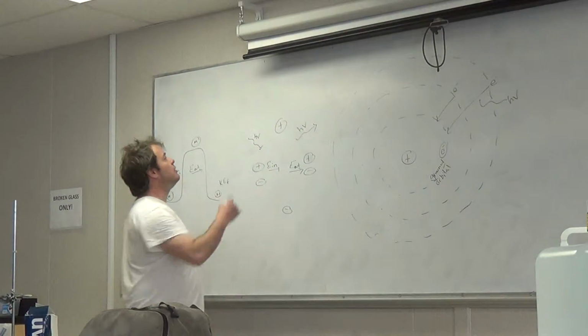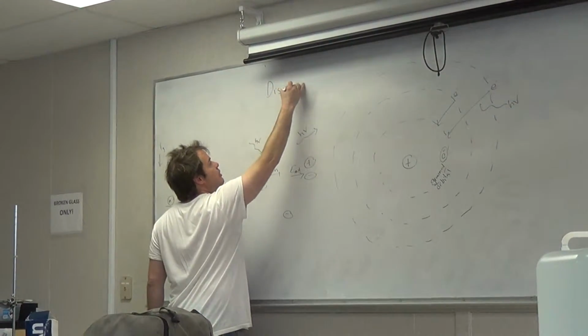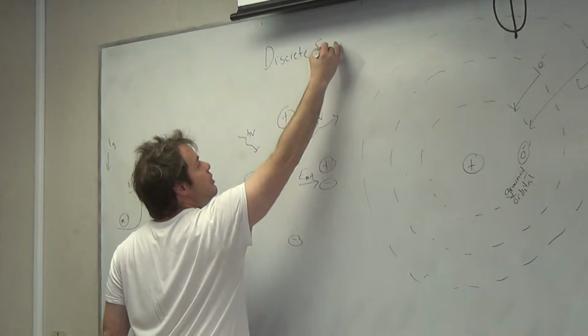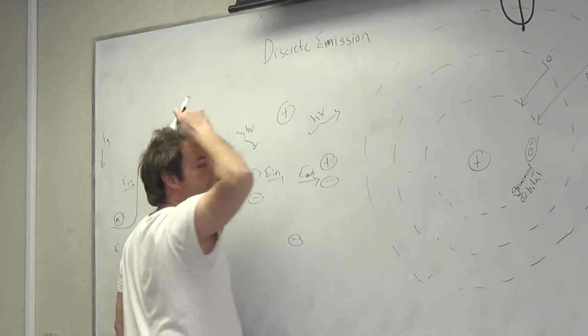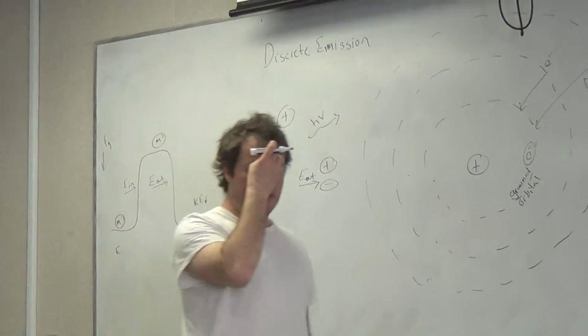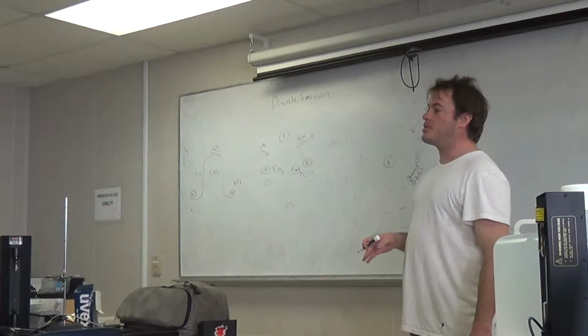That is an example of what is called discrete emission. I don't know if I spelled that correctly. We're also going to see an example of what's referred to as continuous emission.